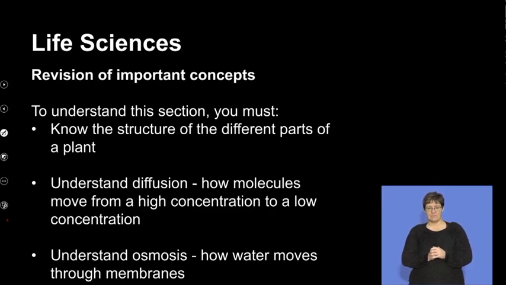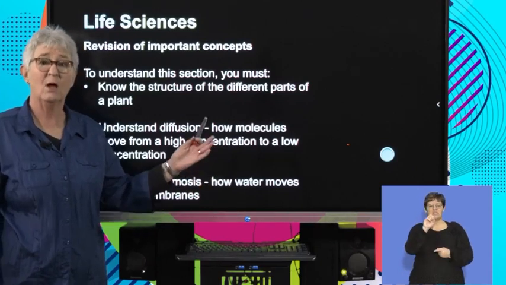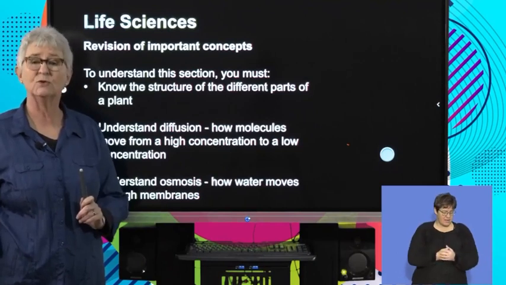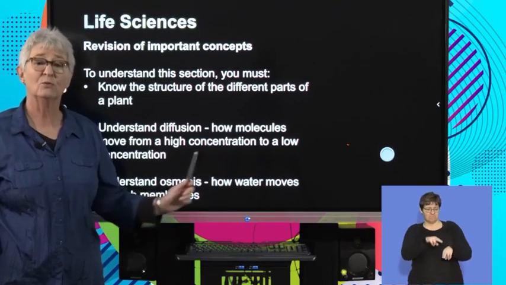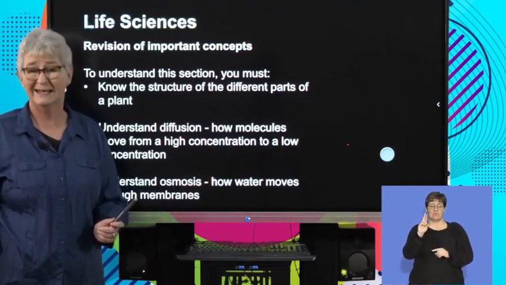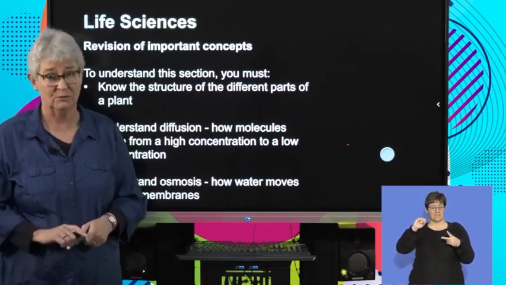To be able to understand the section, you need certain basic concepts from the lessons we've done in the past, namely, what types of tissues do we find in a plant, what do they look like, where they're found. But we also need to revise certain concepts from cells, which is a process called diffusion, and another process called osmosis, which I will revise with you in a short while.